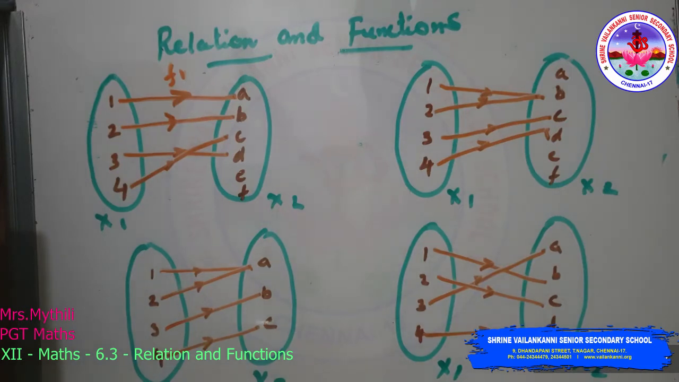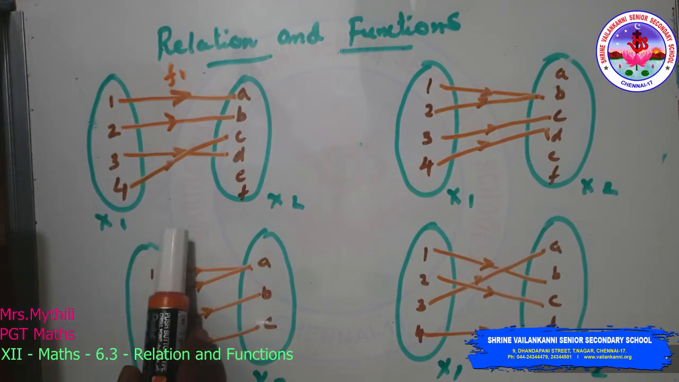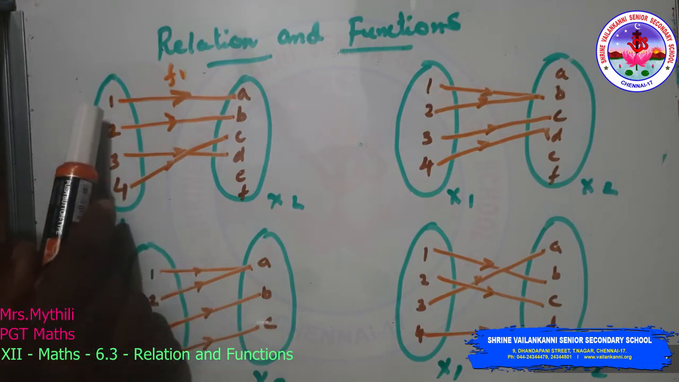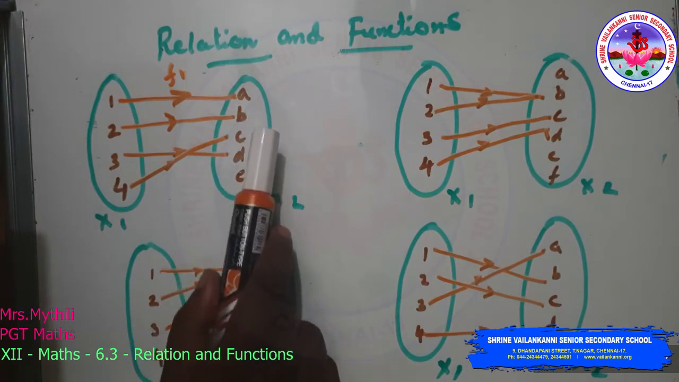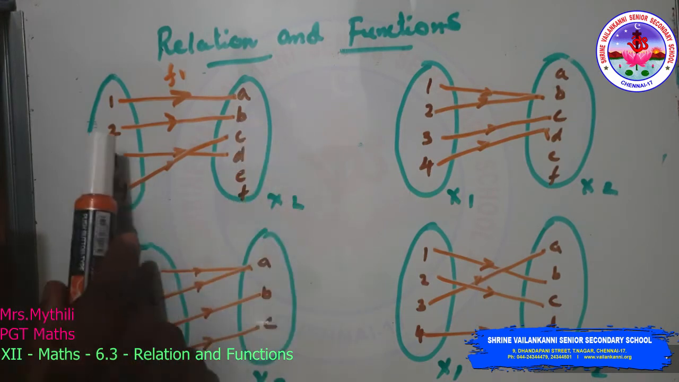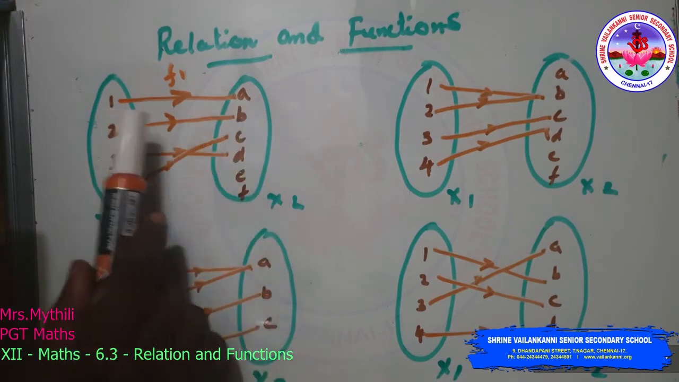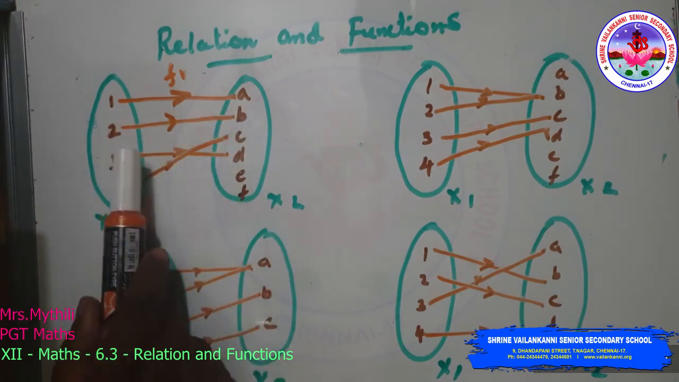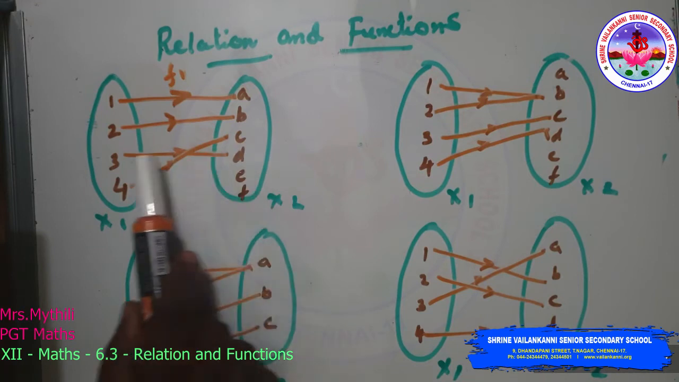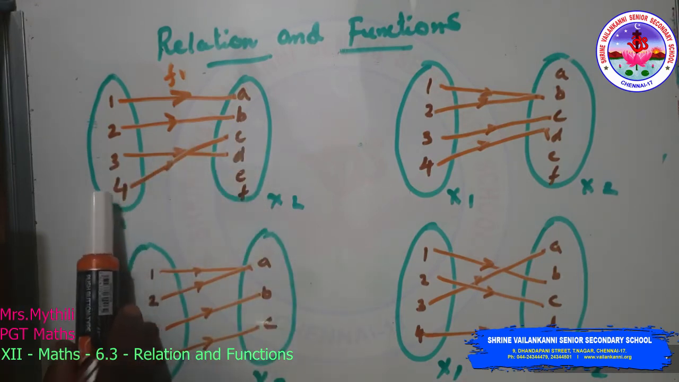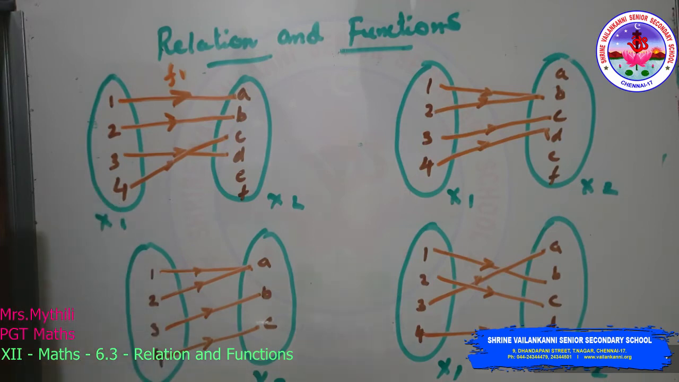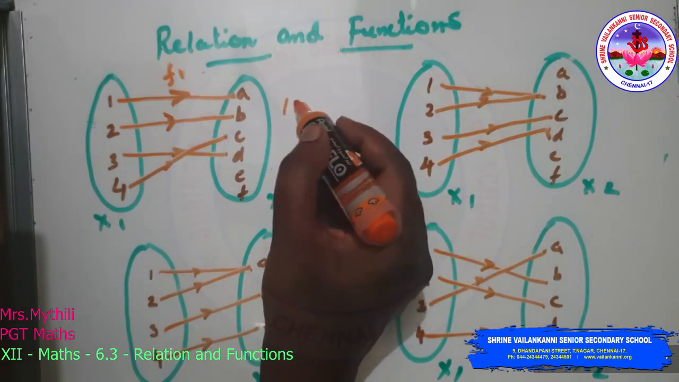So from these diagrams, let's see which one is 1-1 and onto, or satisfies both. In the first diagram, every element of X1 has a distinct image in X2. That is, A is the image of 1, B is the image of 2, D is the image of 3 and C is the image of 4. There is no element which is left in X1. Then we say that this function is 1-1.